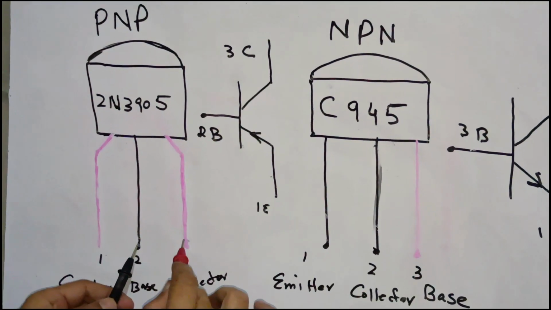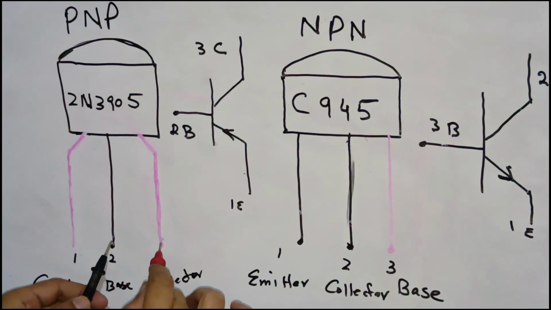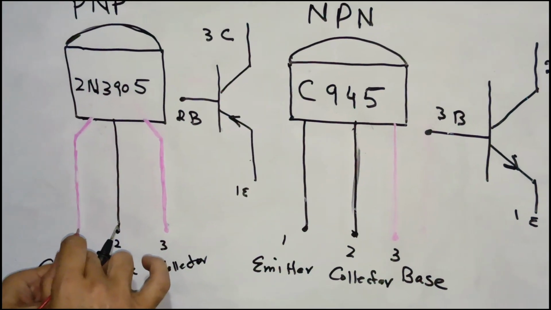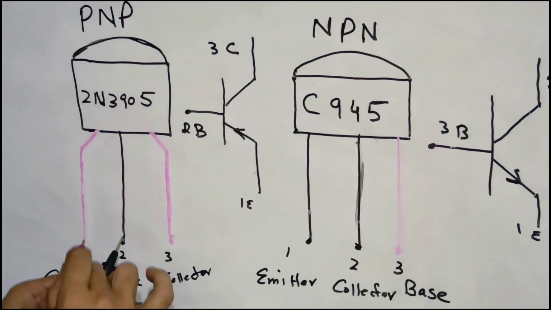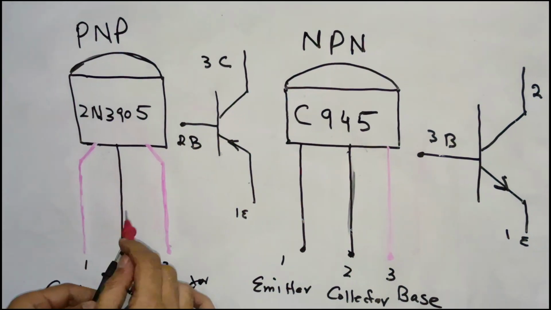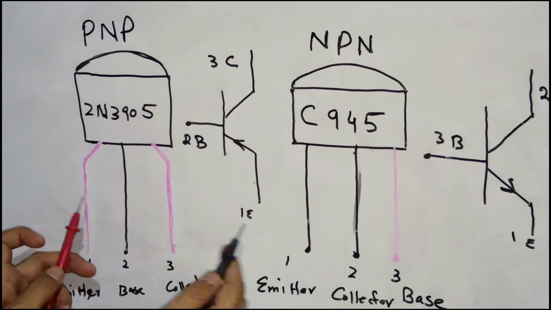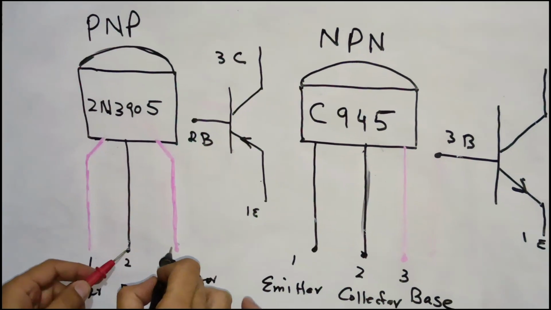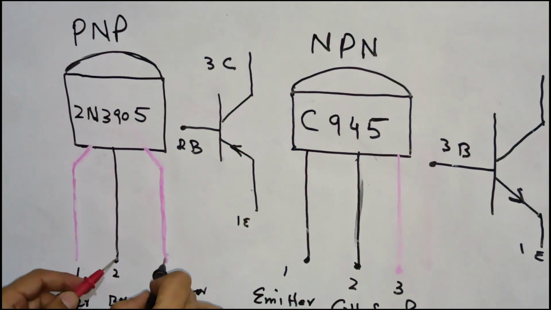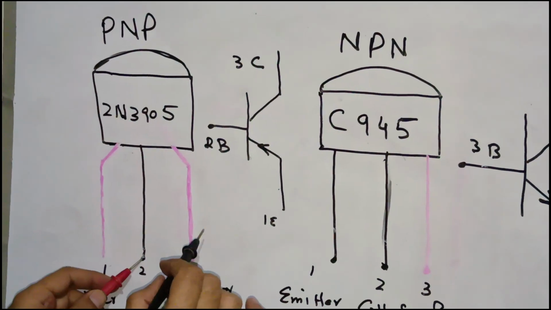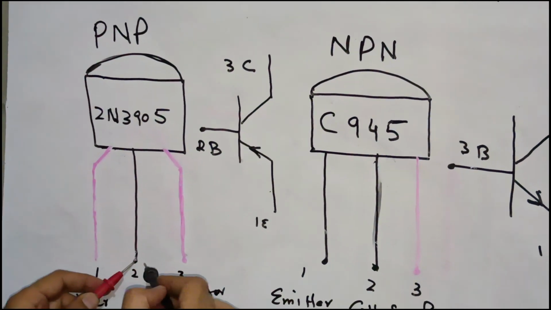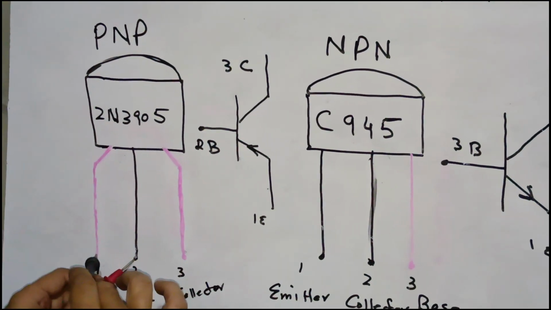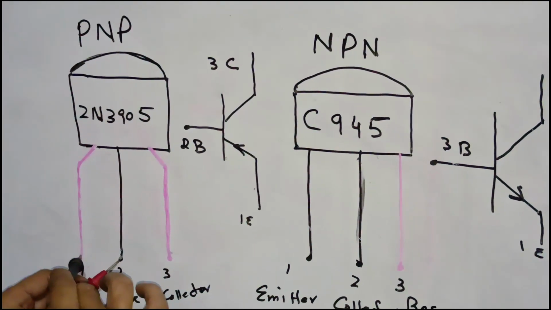If we remove the red probe from terminal number 3 and connect it with terminal number 1, which is the emitter, it will also show some resistance. If we reverse the process, if we put the red probe on the base terminal and connect the negative probe to terminal 3, it will not show any resistance. If we keep the red probe on terminal number 2 and touch the negative probe to terminal number 1, in this condition it will also not show any resistance.